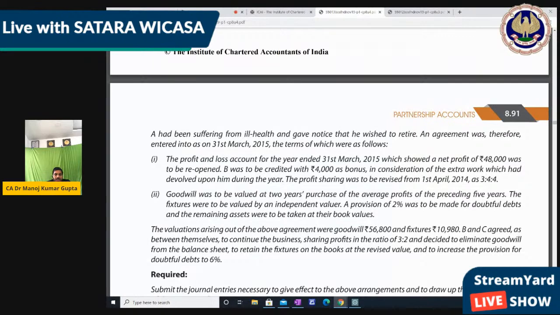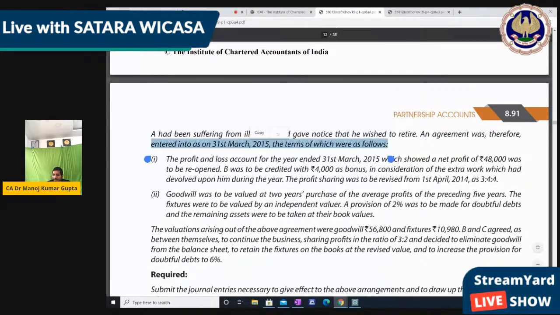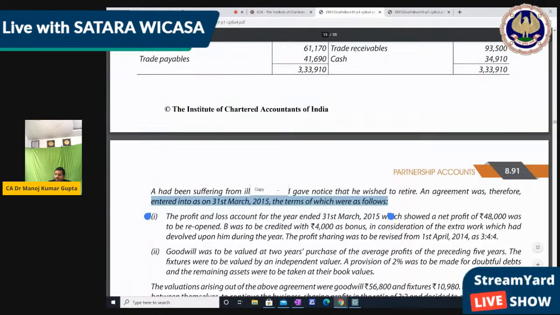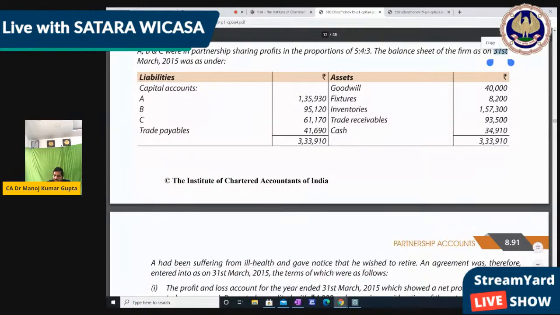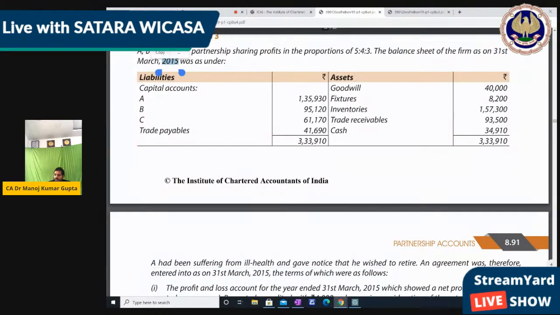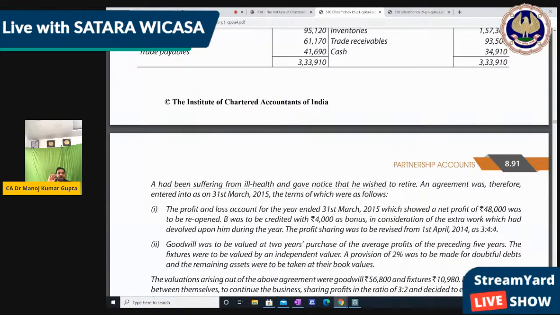The profit and loss account for the year ended 31st March 2015 showed a net profit. This is on 31st March 2015, and the balance sheet given is also on 31st March 2015. So on 31st March only he had decided to retire. I thought the date was different. The net profit of 48,000 was to be reopened. Okay, it means the profit already distributed was reopened.